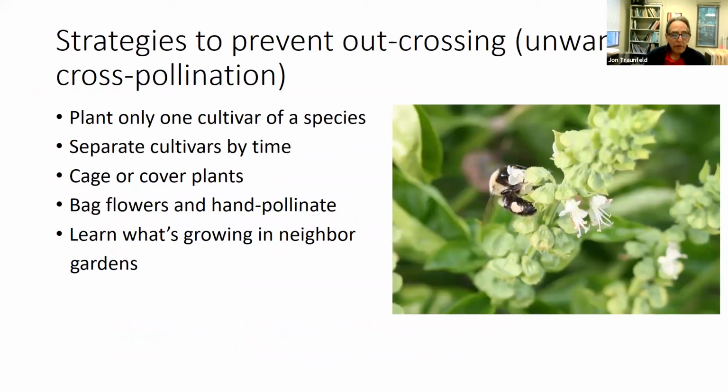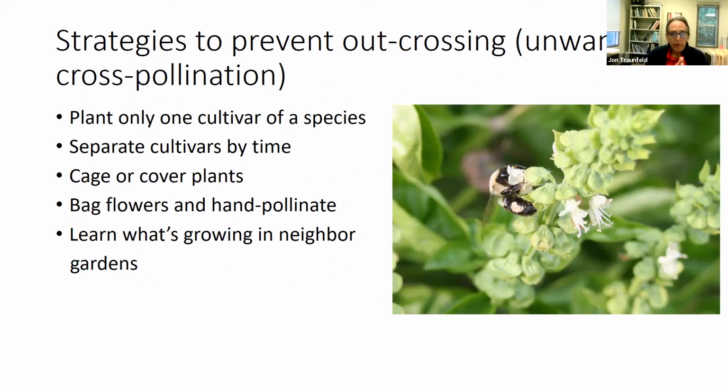Okay, so some of the strategies we can use to prevent this unwanted cross-pollination. Plant just one cultivar of a species. That can help a lot. Now, of course, you still need to know what the neighbors are up to, right? What they're growing. Is it the same species, different cultivars? And are we so close that there may still be risk of cross-pollination? We can separate cultivars by time. If we grow spring lettuce, we can save seed from that crop and then have a fall crop or a late summer crop, perhaps, that we could save seed from.